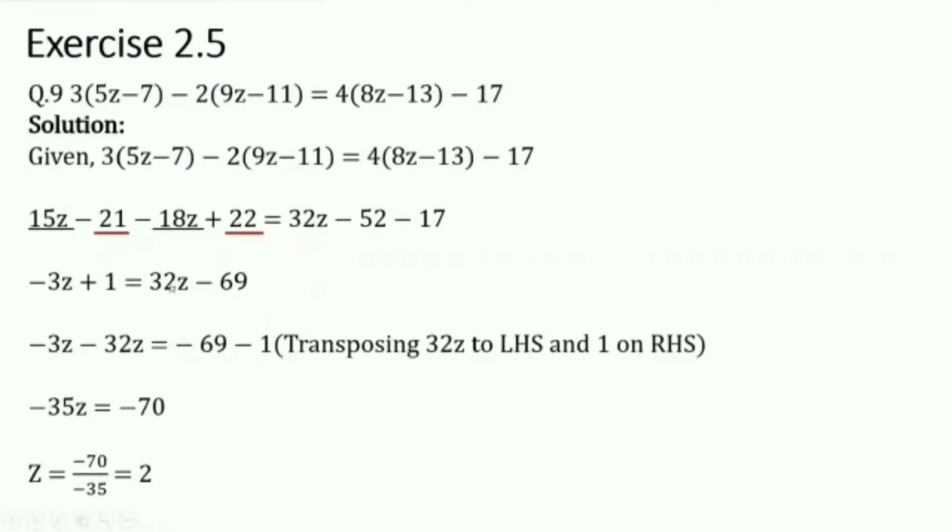Now transposing this 32z to the left hand side and plus 1 to the right hand side, it will be minus 3z minus 32z is equal to minus 69 minus 1. So minus 35z is equal to minus 70. So ultimately z is equal to minus 70 upon minus 35, and reducing it we get 2, because the minus signs will get cancelled and 35 2s are 70. So the value of z is equal to 2.